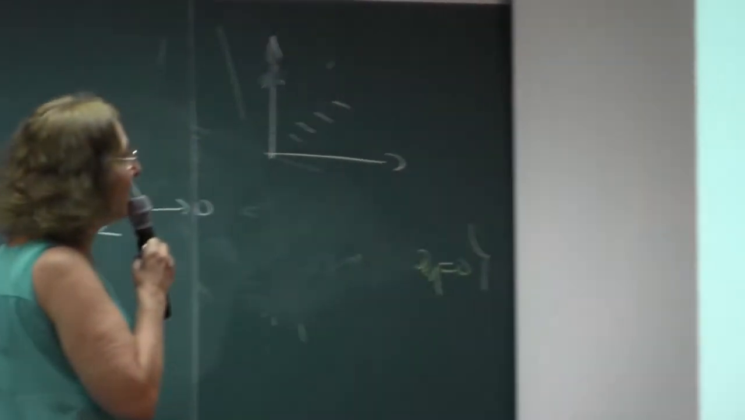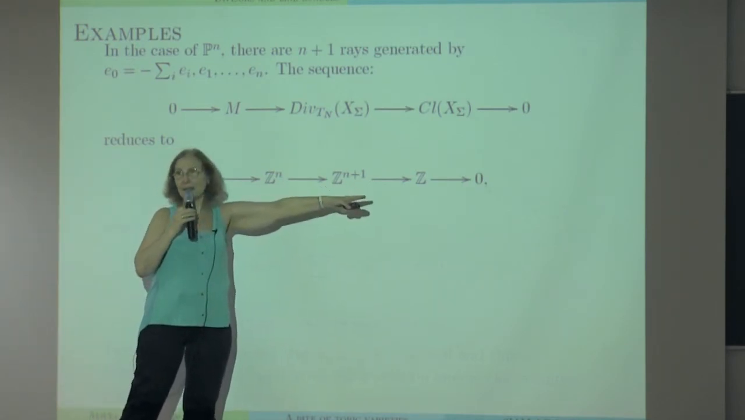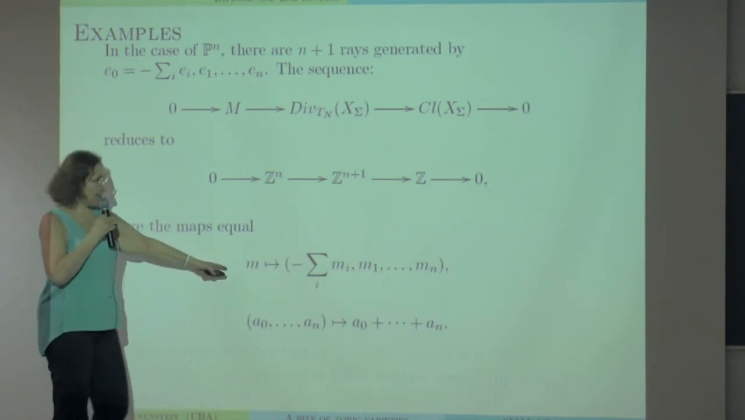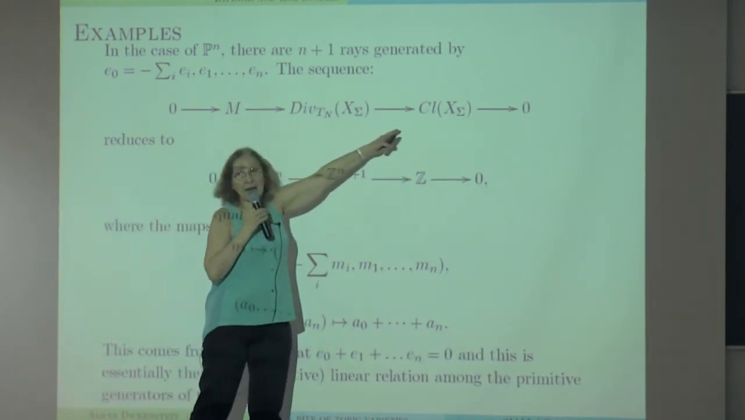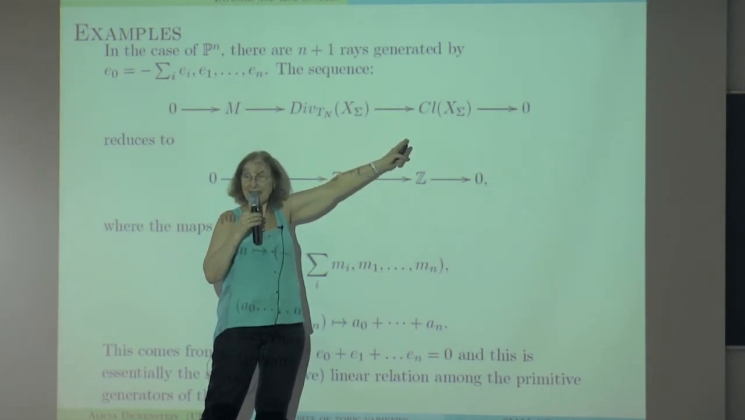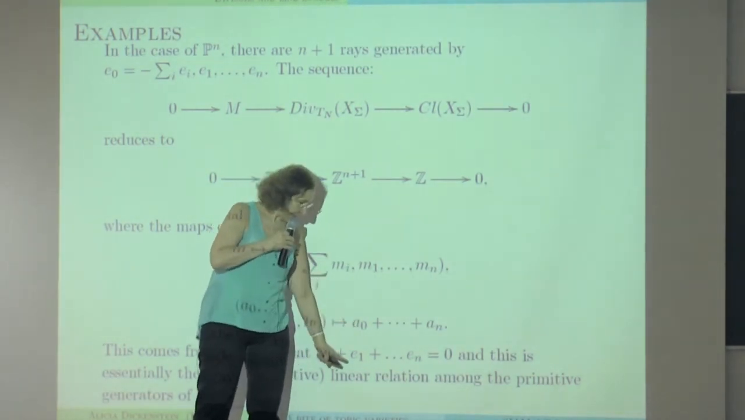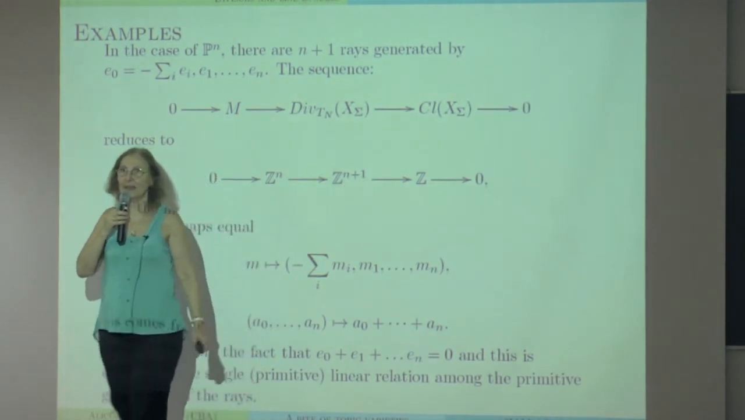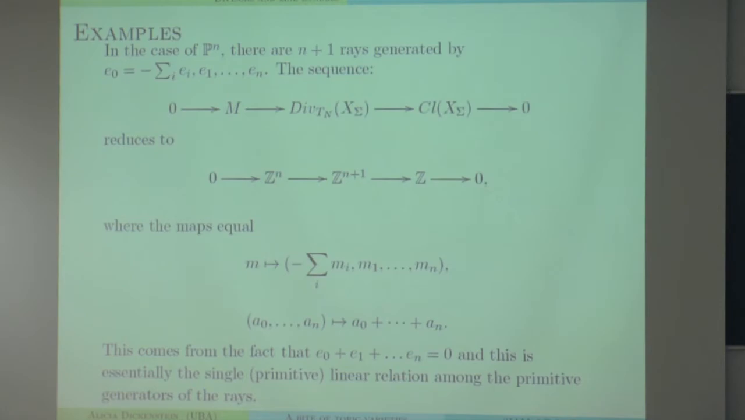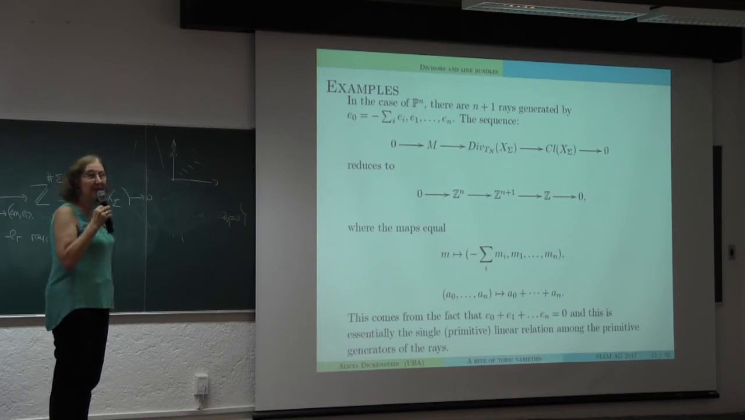Okay, so in the case of P^n, there are n plus 1 rays, which are generated by these vectors. And then this map goes from Z^n to Z^(n+1), and the quotient is obviously isomorphic to Z. This map is the inner product with e_0, e_1, ..., e_n. And what gives me this map? This map is given by the linear relations among these vectors. And as I pointed out, the only essential linear relation is this one. From the fact that this is the only linear relation, this is the degree that we get, just one degree, and this is why we get Z. Okay? So this is a way of getting a well-known fact about the class group of projective space.